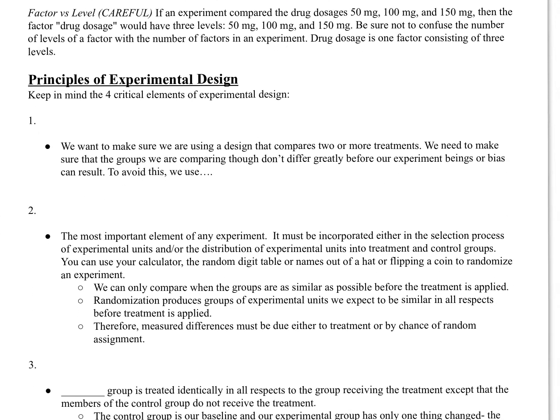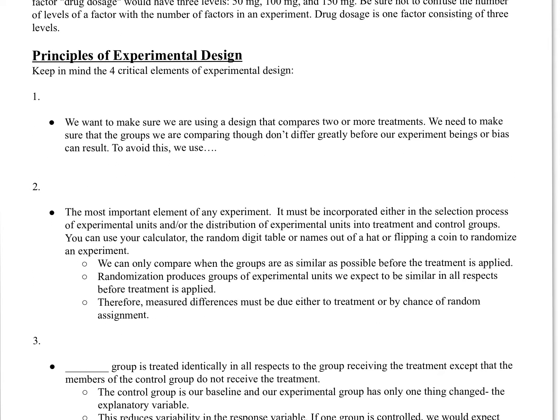Okay. There are four critical elements of an experimental design. Number one is comparison. We want to make sure we're using a design that compares two or more treatments. We need to make sure that the groups we're comparing don't differ greatly before the experiment begins, or bias can result. To avoid this, we use randomization.